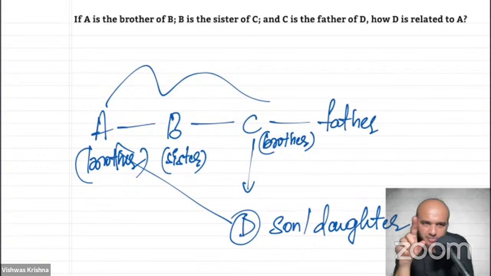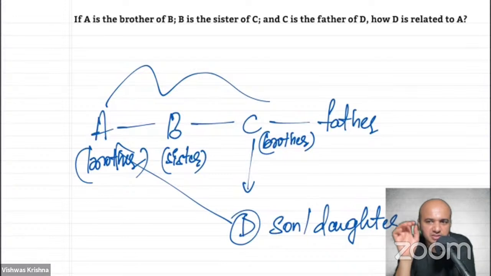They only say A is the brother of B, which we have written down, and B is the sister of C, which also we have written down, and C is the father of D. So A, B, C are siblings from the same family. Two brothers, one sister. Two brothers being A and C, one sister being B. But they have also mentioned C is the father of D. C has one son or daughter. So that is D. How is D related to A?